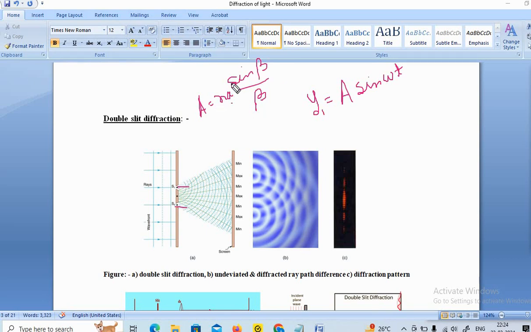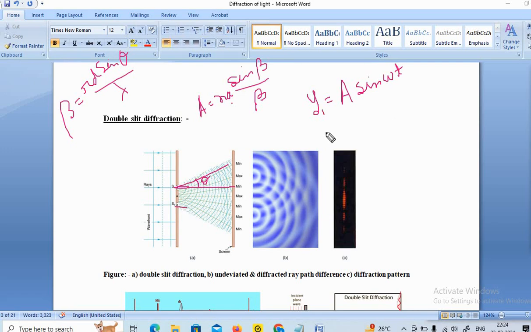Multiplied with sin beta by beta, but beta is given as pi d sin theta divided by lambda. So, beta is a function of theta. And what is theta? Theta is the angle between the undeviated ray and the deviated ray. So, this angle will be considered as theta. Okay, this may be theta 1, theta 2, theta 3 accordingly, depending on the diffraction pattern order.